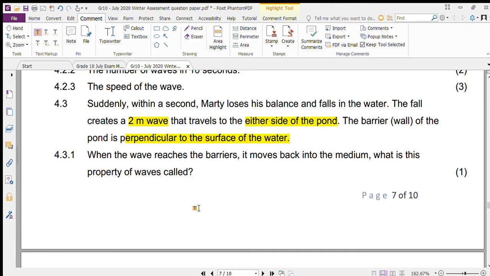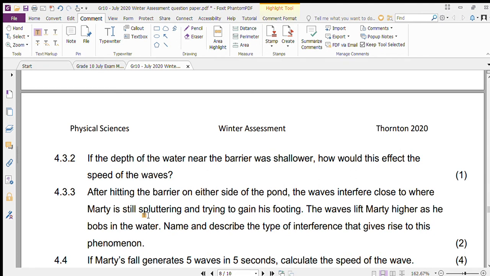So here I started moving into a little bit more, let's see if they are paying attention and picking up the correct information to answer their own problems. If the depth of the water near the barrier is shallower, how would this affect the speed of the waves? Here you are going to definitely say it's going to slow down. That's straight from your book. But yes, the question does hinge off the previous question.